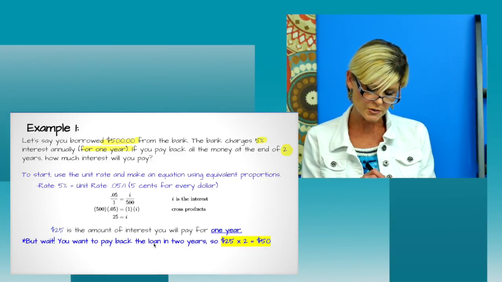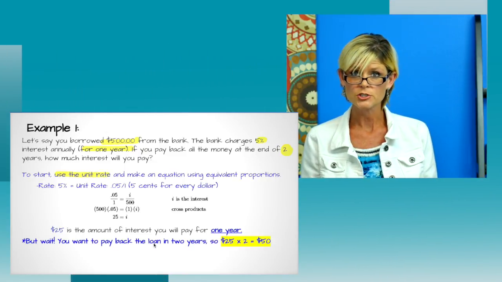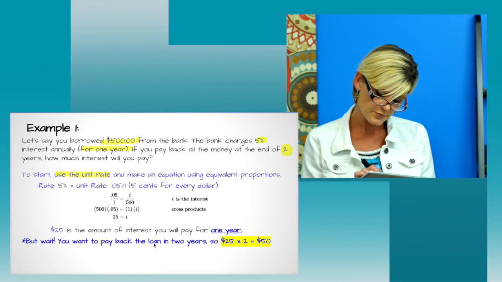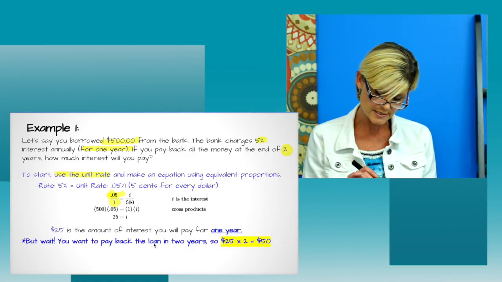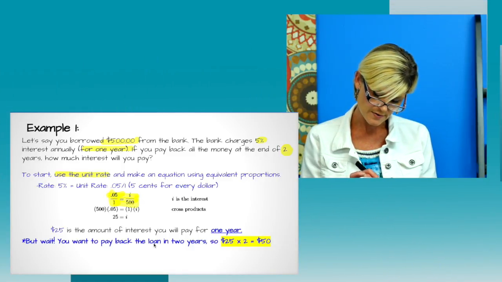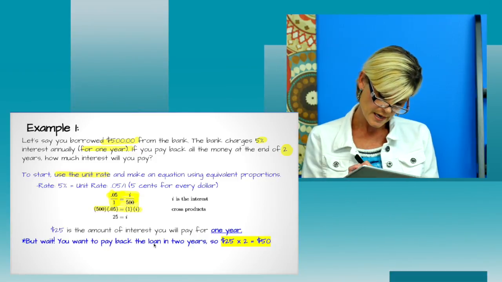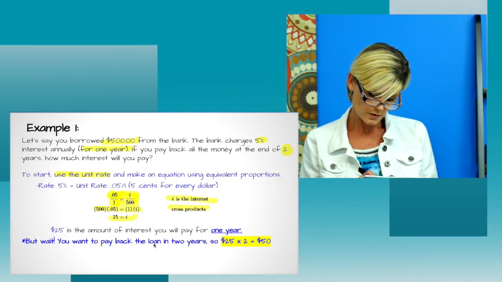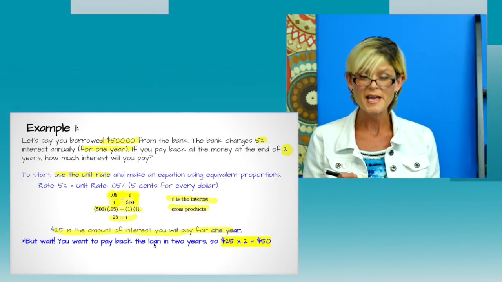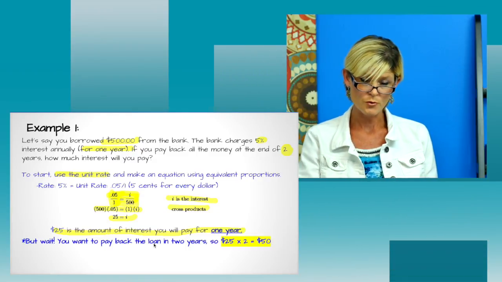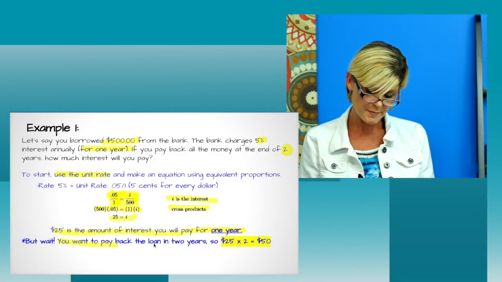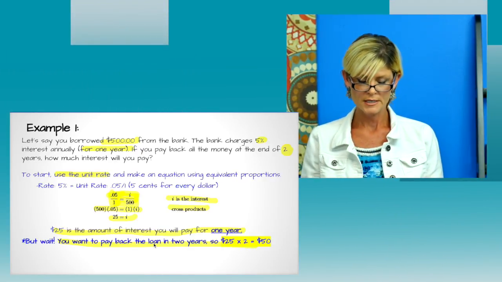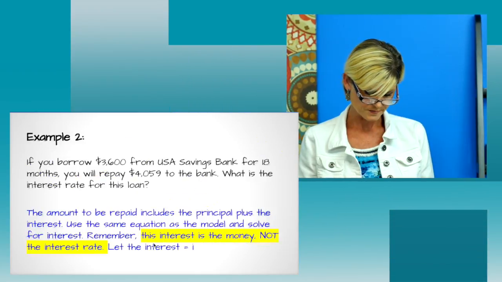Well, to start, we want to use the interest rate and make an equation using equivalent proportions. So we've got 0.05 over 1, that's the unit rate of our percent, equals I over 500. We cross multiply and we get 25 equals I, and I is the interest. So $25 is the amount of interest you will pay, but for 1 year. Remember in the problem it said that you wanted to pay back the loan in 2 years. So you would have to multiply that 25 by 2. 25 times 2 is 50. So you would pay $50.